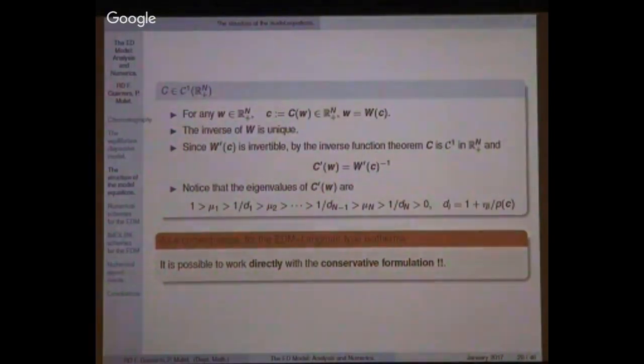So here's everything. You can compute them also. You can compute everything, in fact. Not only do you know that the system is hyperbolic, et cetera, but you can also compute everything because they are the roots of something which is very easy. So what is the main consequence? It is possible to work with the conservative formulation. You don't really have to go to any linearization. There's absolutely no need.